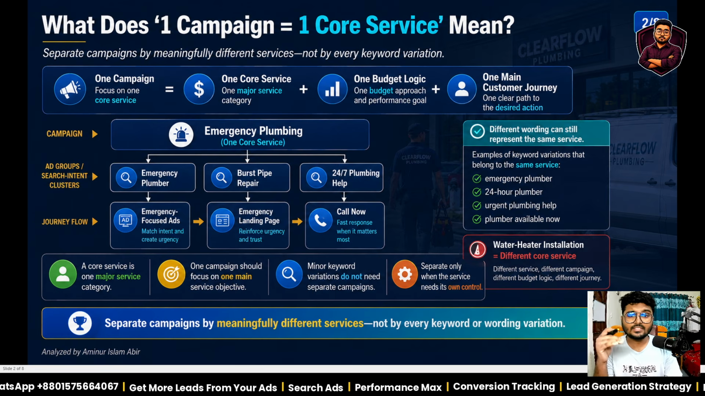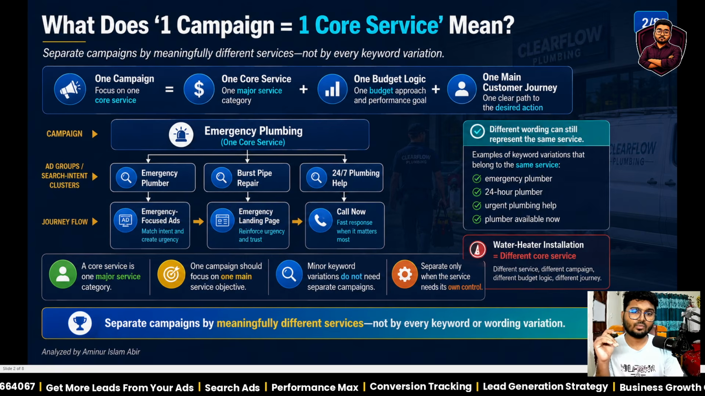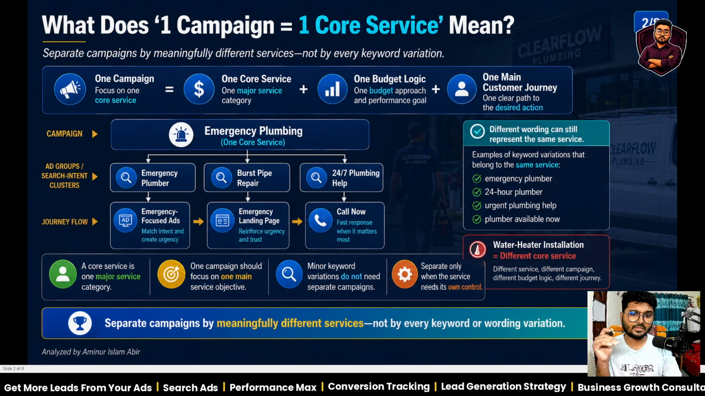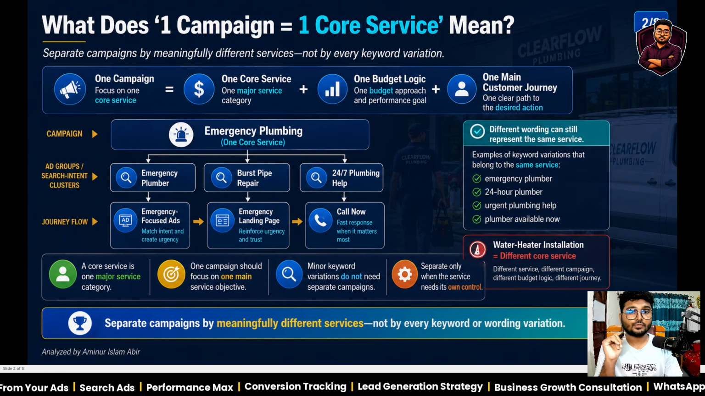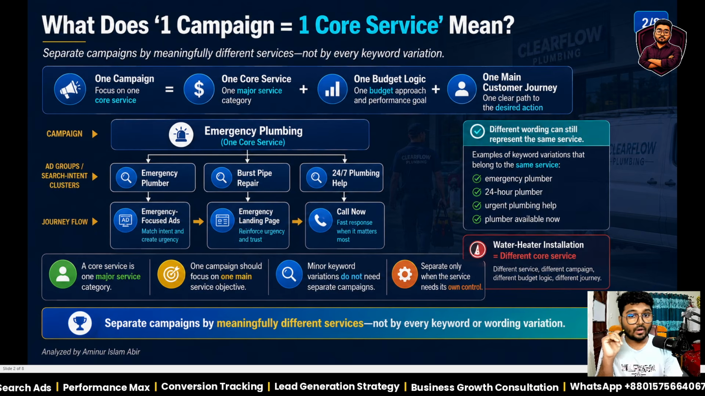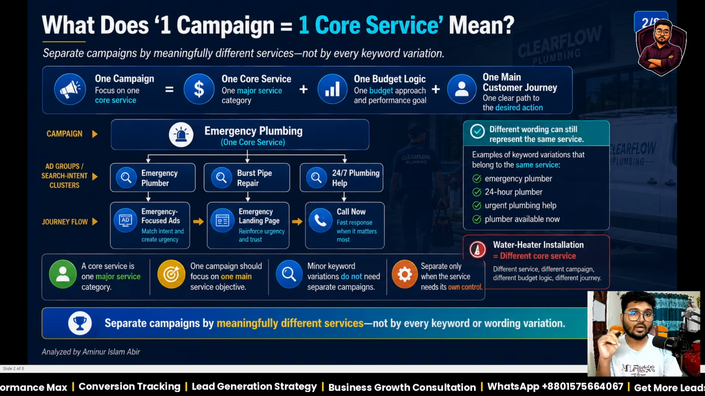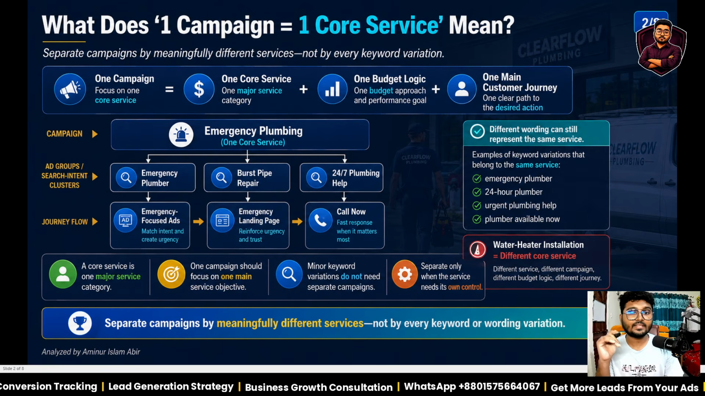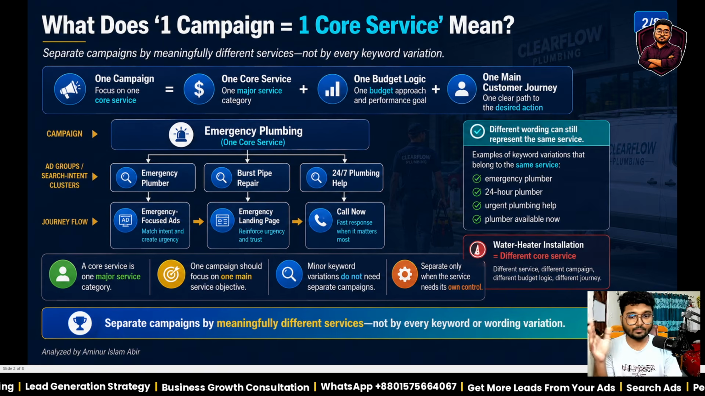Emergency plumber, urgent plumber, and plumber available now can remain together when they share the same urgency, advertisement, landing page, and business objective. So campaign separation should follow meaningfully different customer journeys, not minor keyword variation. One core service campaign brings related intentions together while keeping different services under separate control. Now let's examine how this structure improves budget management, customer relevance, and profitability.